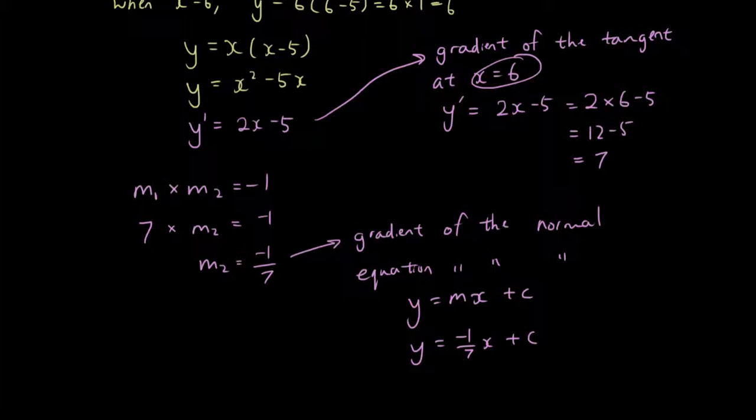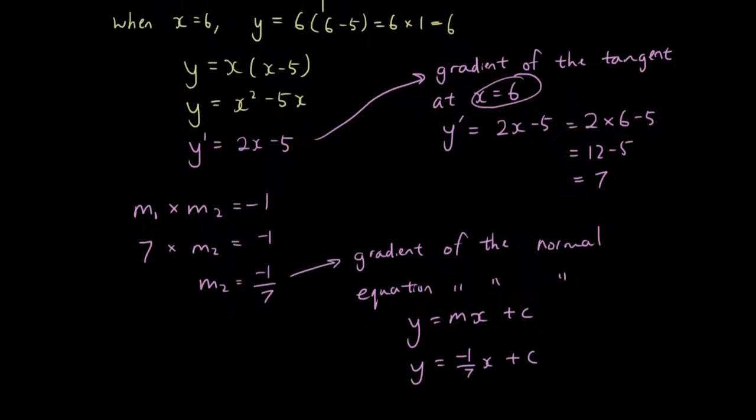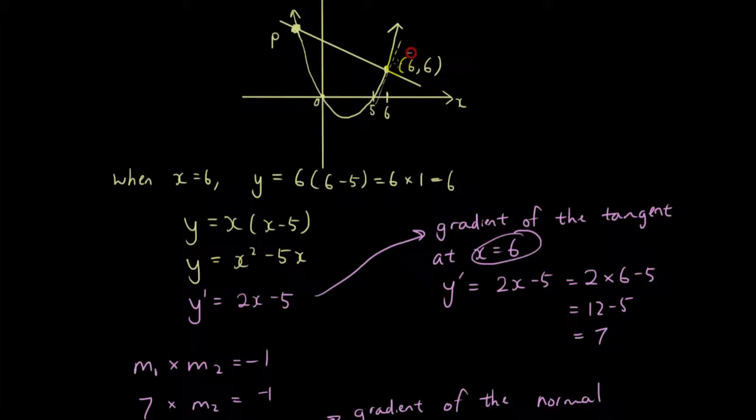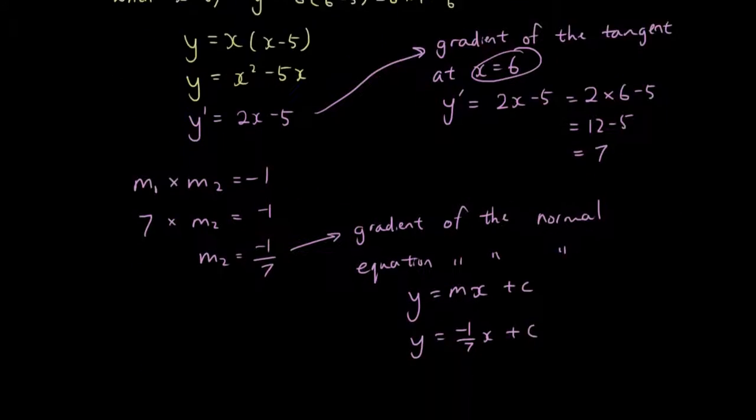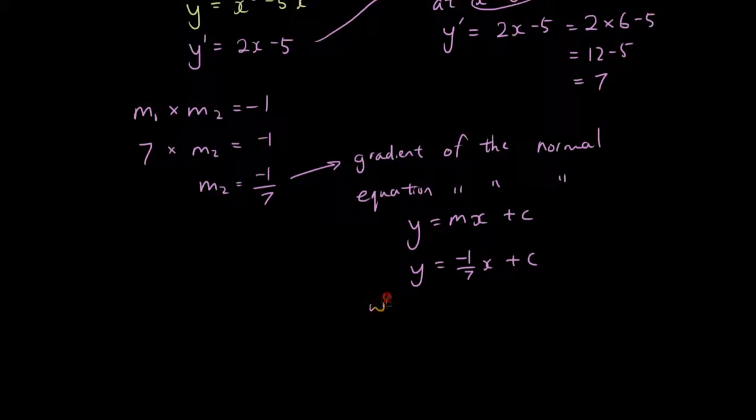In order for us to get that, we're going to substitute in the x and the y coordinate of this point, because we know that the normal is going to pass through this point, and we know the gradient of the normal. So using that, we can work out the equation of the normal. So when x equals 6, y equals 6 according to what we worked out previously. So 6 is equal to negative 1 over 7 times 6 plus c.